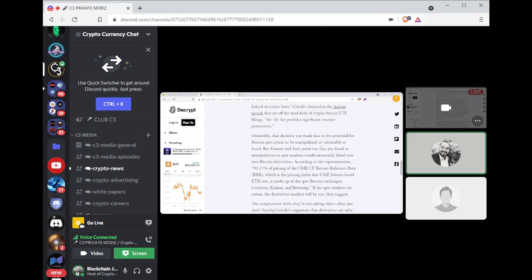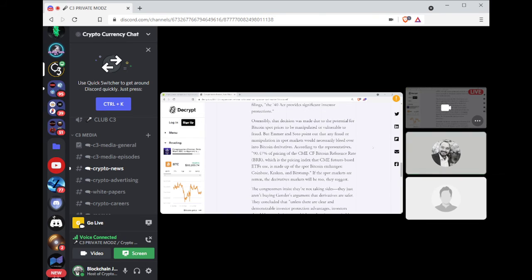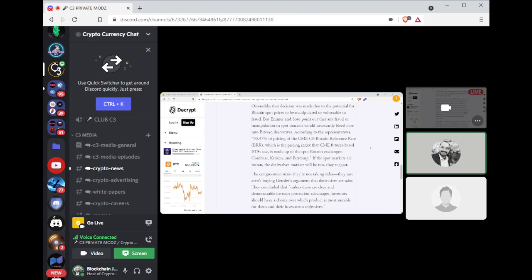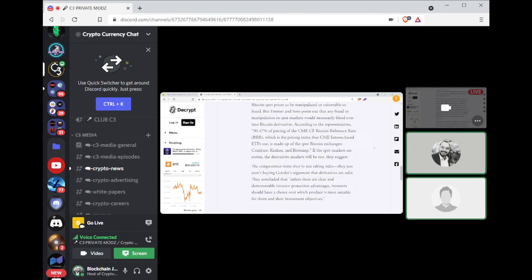But Emmer and Soto point out that any fraud or manipulation in the spot market would necessarily bleed over into Bitcoin derivatives. According to the representatives, 90.47% of the pricing of the CF Bitcoin Reference Rate, BRR, which is a pricing index that CME futures-based ETFs use, is made up on the spot Bitcoin exchanges Coinbase, Kraken, and Bitstamp. If the spot markets are rotten, their derivative markets will be too, they suggest.